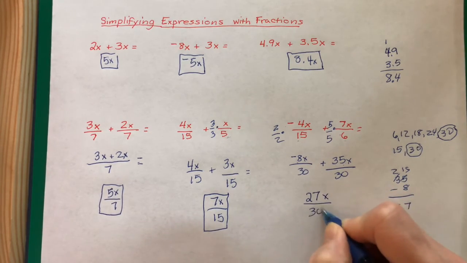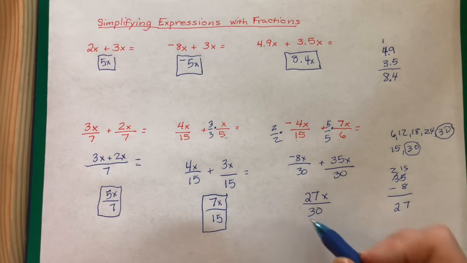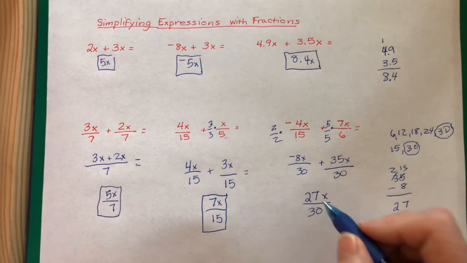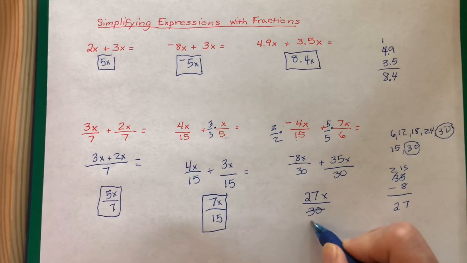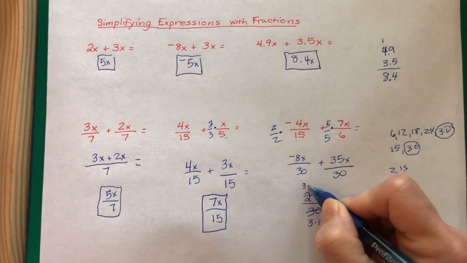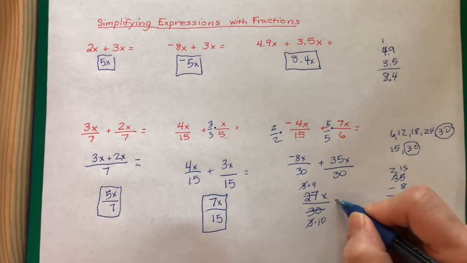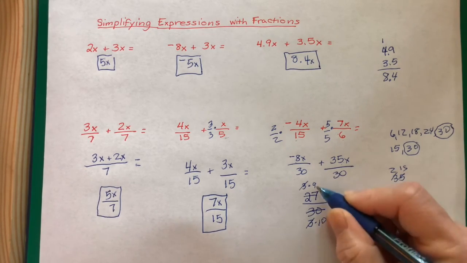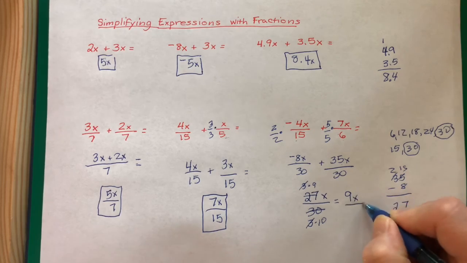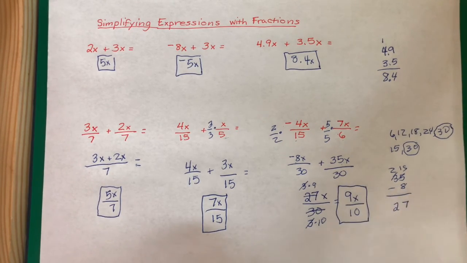over 30. Now, you know what's interesting with this one? I can actually reduce this fraction because they are both divisible by 3. So this 30 is 3 times 10. 27 is 3 times 9. So I can cancel out those 3's and I get 9 times x, 9x over 10. That would be my simplified answer.